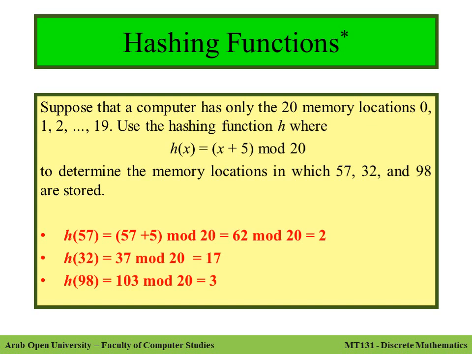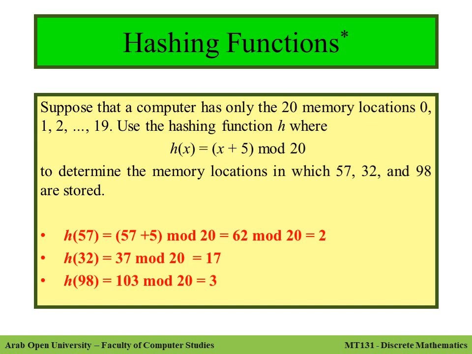Here is another application. It's actually an optional application, but we can go ahead and do it. A computer has only 20 memories. This is how you can use the congruence relation to decide how to store different numbers.